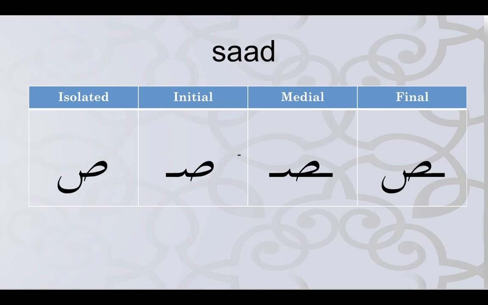Next we have two sister letters, Sad and Dad. In the letter Sad, the initial, medial, final, and isolated formats are written differently, and this is how they're written, except its twin letter is the letter Dad, and it has a dot on it. Sad has no dot, Dad has a dot.